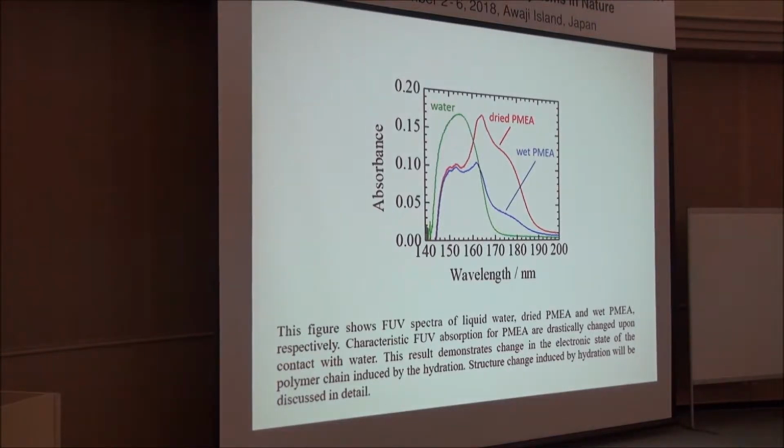This figure shows FUV spectra of liquid water, dried PMEA, and wet PMEA, respectively. Characteristic FUV absorption for PMEA is drastically changed upon contact with water. This result demonstrates a change in the electronic state of the polymer induced by the hydration. Structure change induced by hydration will be discussed in detail.